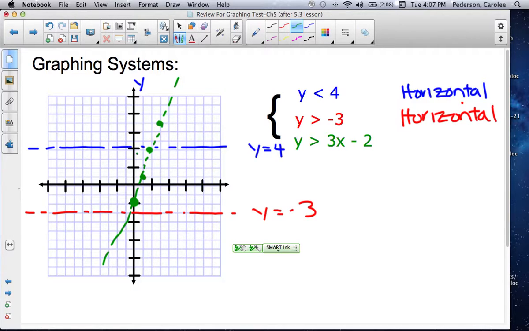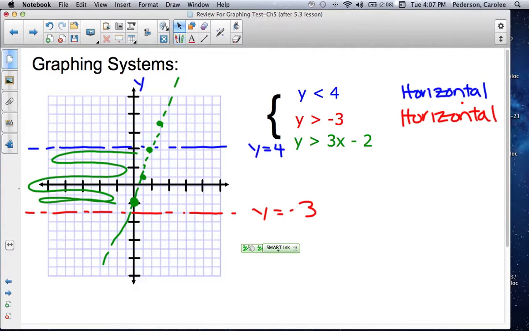So the overlap that exists is right here. That is our solution region. We are now done with our review for the next test, 5.1 to 5.3.